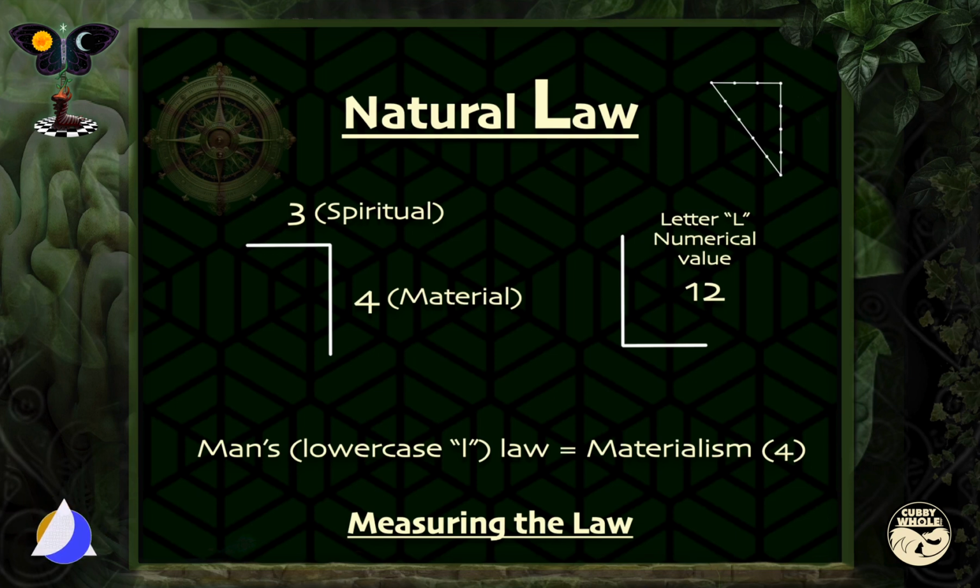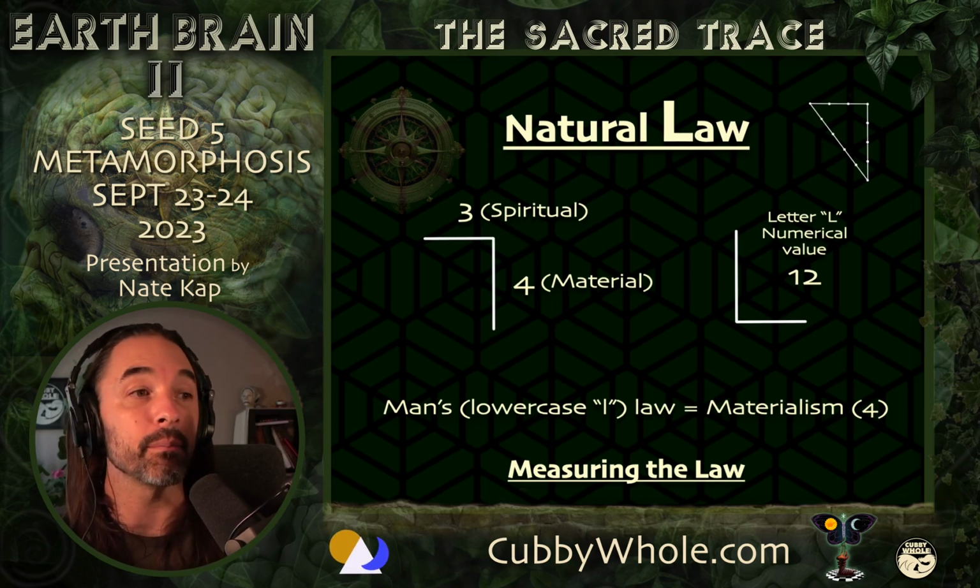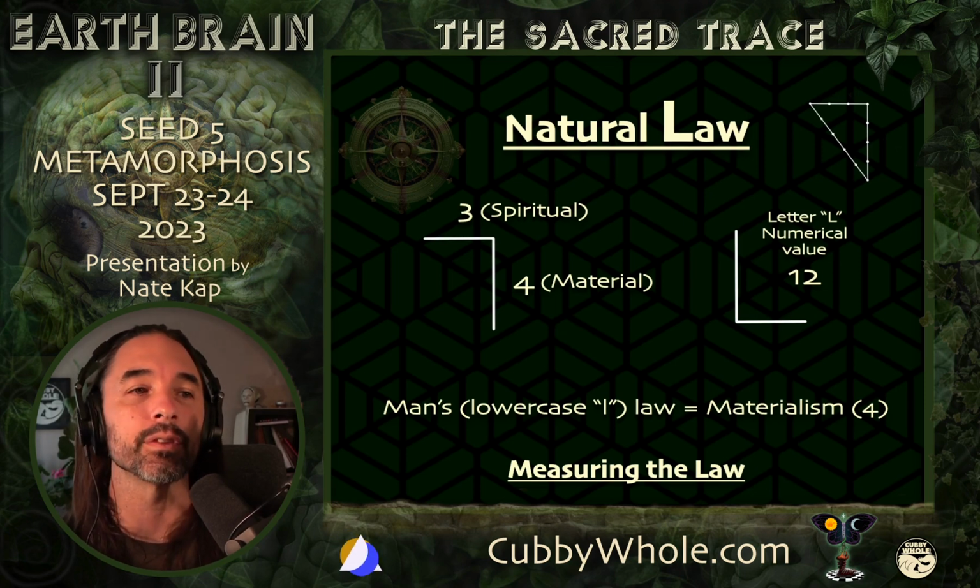Now, this 7 comes first before the letter L, because you're dealing with the G. The G comes first before the capital letter L, and the numerical value of the capital letter L is 12. And 12 is what encapsulates all of the hero cults, all 3 of the solar, lunar, and stellar cults, into one emblem. So man's law is lowercase l law because it's materialism. It's dealing with the 4.